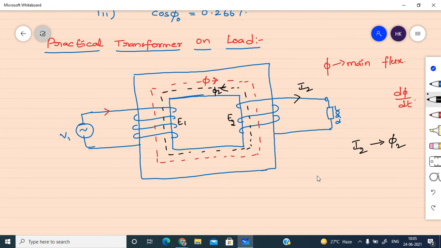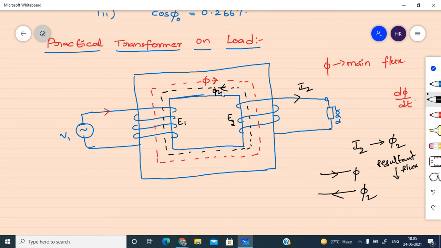Now what will happen? The two fluxes are in opposite direction. One is phi and this is phi 2. These two are in opposition. So whenever the two fluxes are in opposite direction, automatically the resultant flux gets decreased. The total or resultant flux gets decreased in the core.